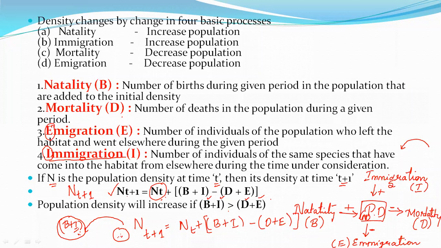Then coming to B plus I. What is B plus I? B plus I is nothing but birth plus immigration. Birth is nothing but the young ones growing in that particular area, and immigration is nothing but organisms moving from one place to the other place, coming to this place. Now coming to D plus E, D is mortality, that is death rate, plus emigration. Emigration is nothing but organisms moving from this place to another place. So the population will become less over here. Yes or no? So this is how the population density is, and this is the formula.